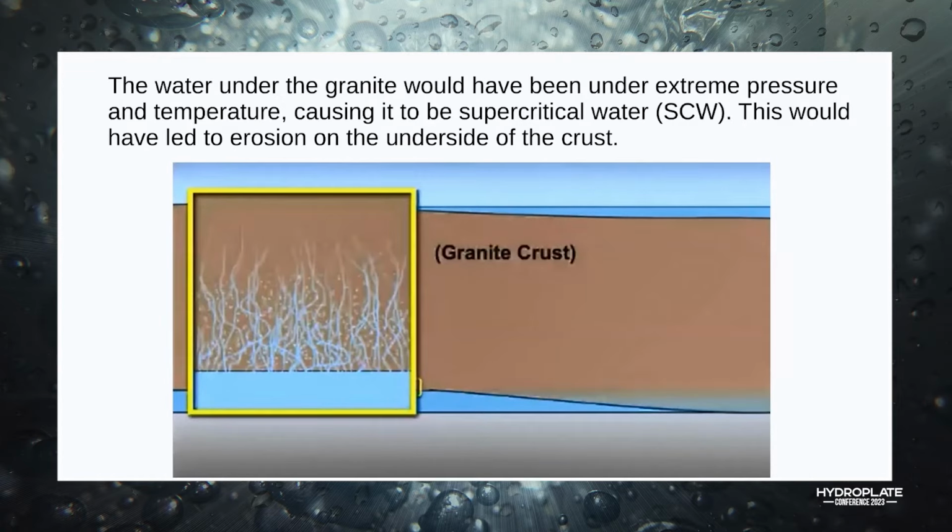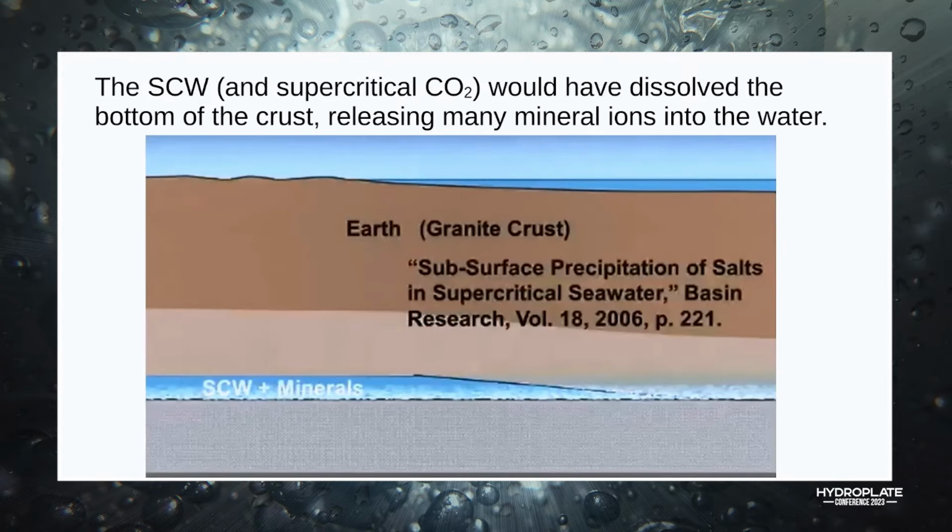The subterranean water would have been under extreme pressure and temperature, causing it to be supercritical, and it would have begun to erode the underside of the crust. Now, carbon dioxide is also very good at dissolving things when it's supercritical. In fact, in industry, supercritical carbon dioxide is used as a solvent. That's what it does really well. So we have two substances that can be eating away at the crust. And as this erosion happened, it would have released many mineral ions into the water.